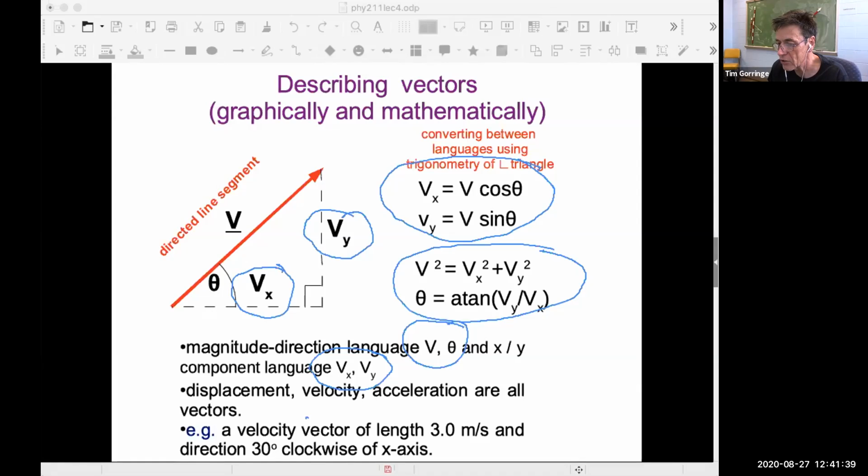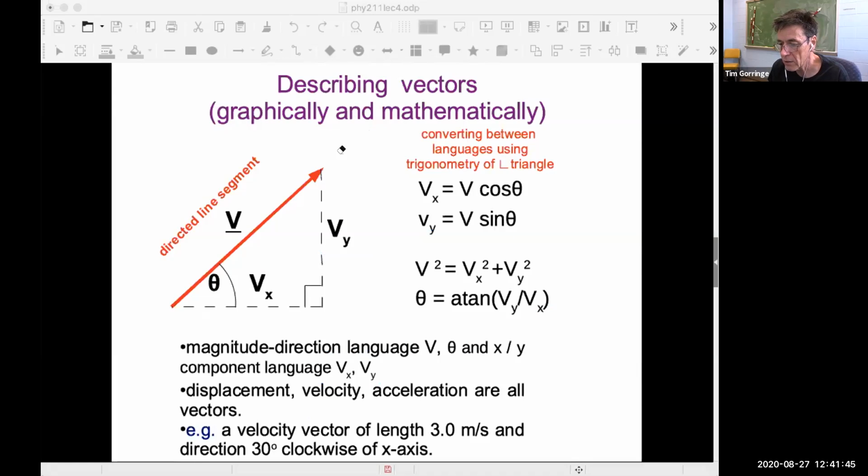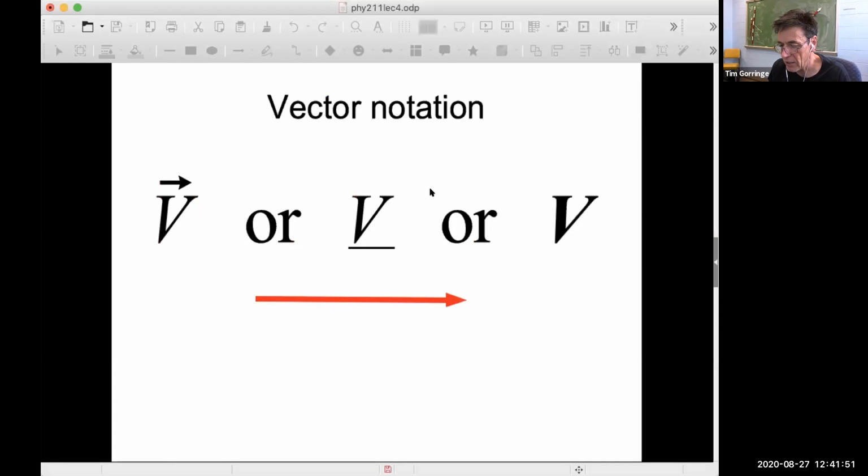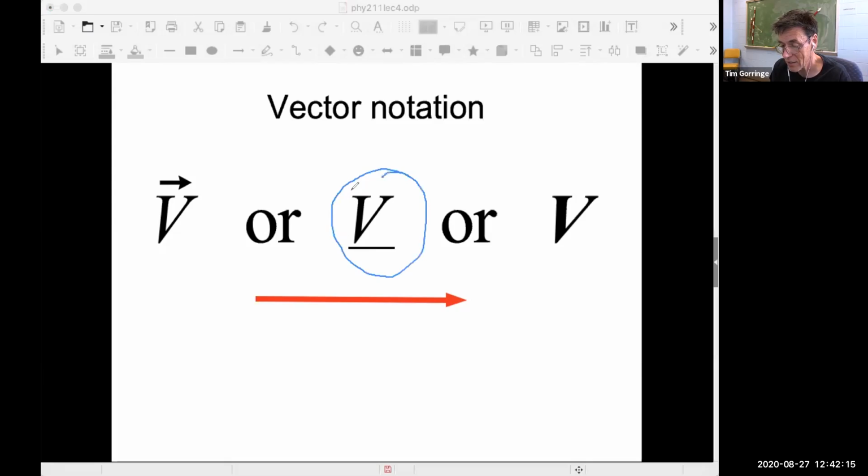Okay, so that's just introduced for you the mathematical languages that we use for vectors, and how we sketch vectors. Just a little word on notation. In different books, different instructors sometimes use different notations for vectors. So for me, you'll see in these overheads that I use this notation here: a vector is underlined. Many instructors will use this notation over here.